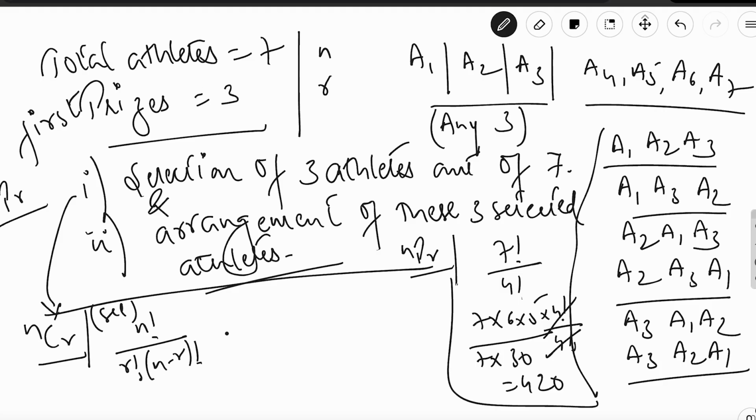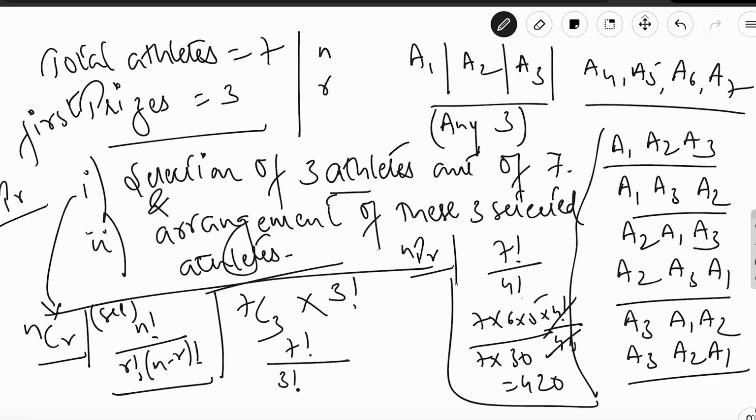So when we have to select 3 athletes out of 7, that could be done in 7C3 ways. And then we have to arrange these 3 athletes. That arrangement can be done in 3 factorial ways. Once we solve it, 7 minus 3 will be 4, so we have 4 factorial into 3 factorial in the denominator, and they get cancelled. So we again get 7 factorial upon 4 factorial, which is the same, 420. So that is another approach: this is a formula based approach using nPr, and this is an intuition based approach.